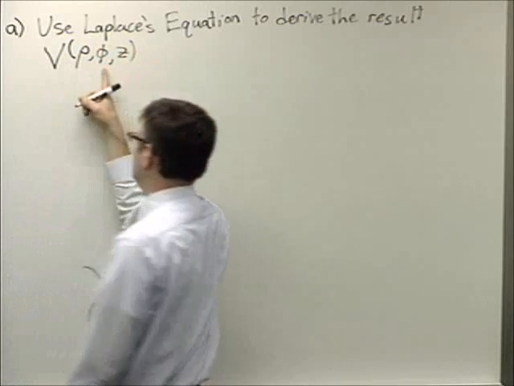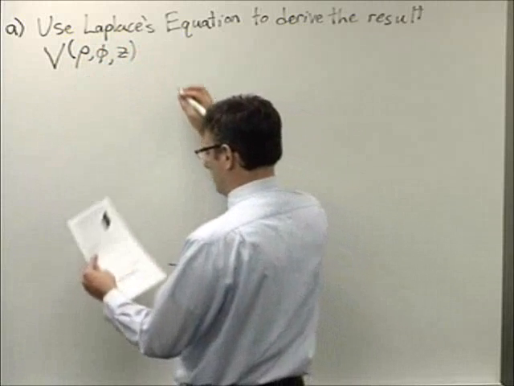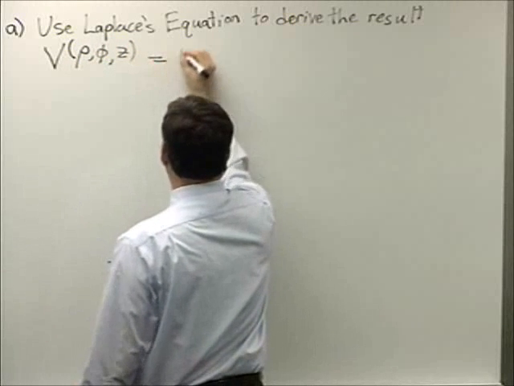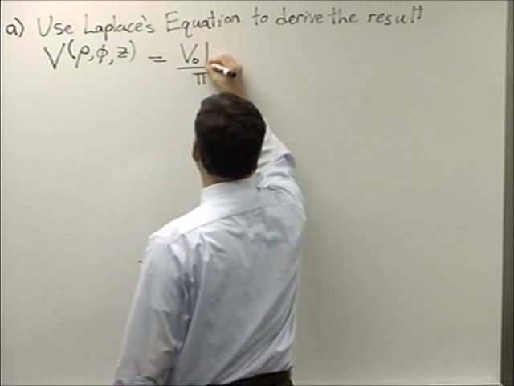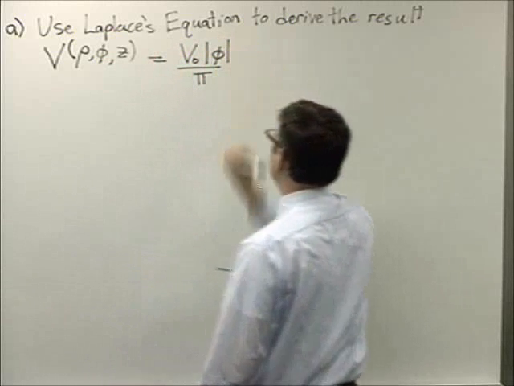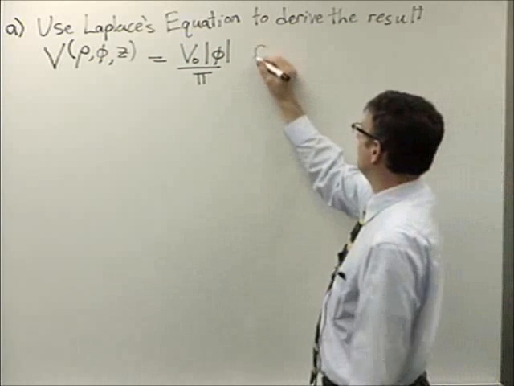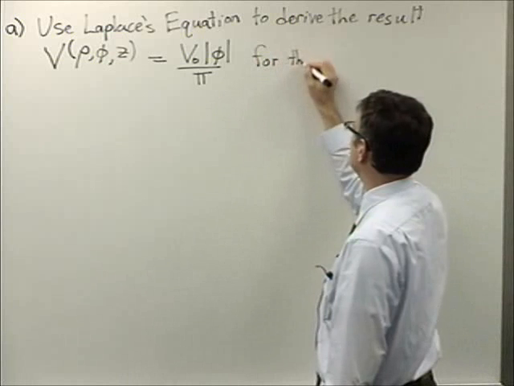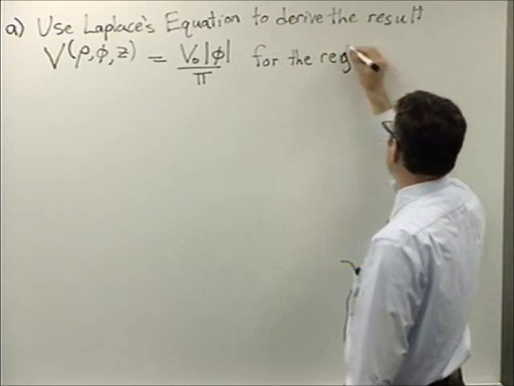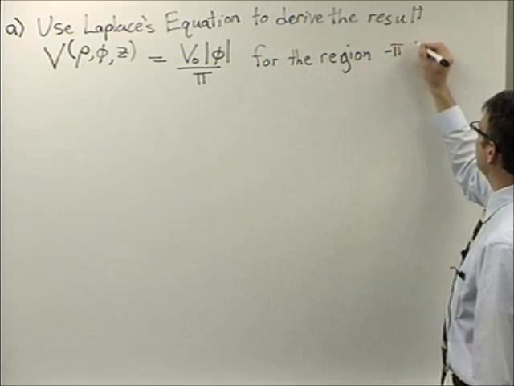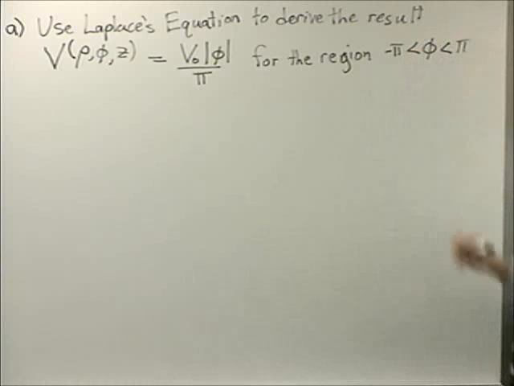So obviously we're using the cylindrical coordinate system to describe a point of observation, is equal to V naught over pi, absolute value of phi, for the region negative pi is less than phi is less than pi.